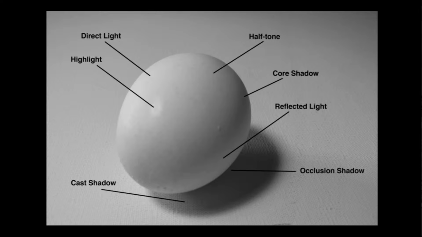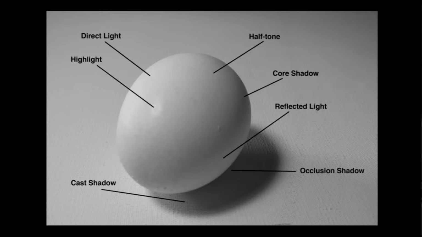Okay. All right. So let me move on to the shadow side, where we have the core shadow and the reflected light. The core shadow, as I said, is that darkest band that you're going to notice somewhere on the object, right? Why is it darkest?